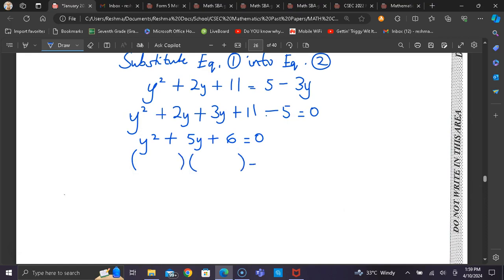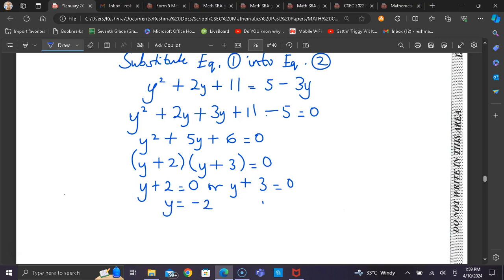So factorizing. We're looking for factors of 6 that add up to 5. So that would be 3 and 2. And of course, since it's positive 5 and positive 6, the signs in the brackets would both be positive. Alright, because 2y plus 3y gives the 5y, and 2 times 3 gives the 6. So either y plus 2 is equal to 0 or y plus 3 equals 0. So we get y equals negative 2 or y equals negative 3.